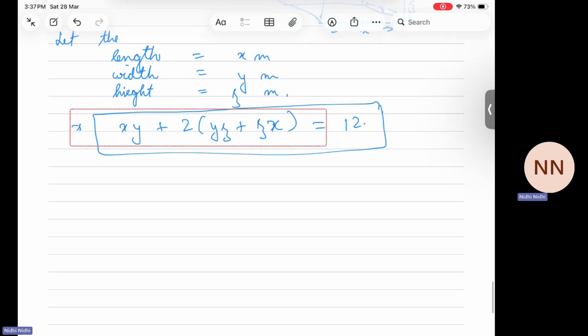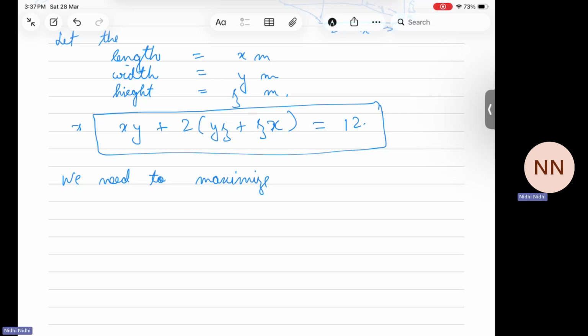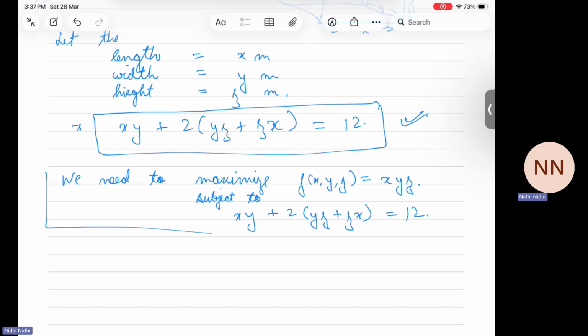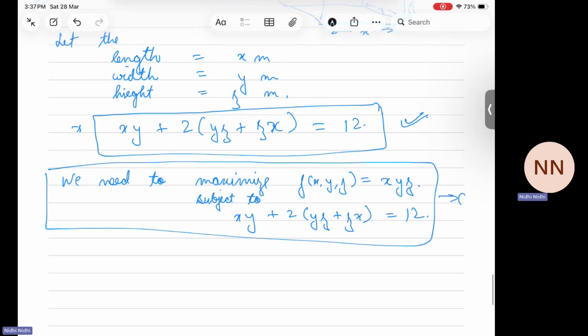So what do we need to find? We need to maximize the function. What is the volume of the cuboid? It is equal to xyz. We all know that the volume of the cuboid is length into breadth into height, length into width into height. So we need to maximize the volume provided this constraint is satisfied. Subject to the fact that xy plus 2yz plus zx is equal to 12. So this is what we need to solve.